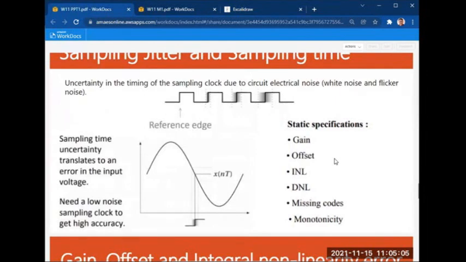So let's check this one. Sampling time uncertainty translates to an error in the input voltage. It needs a low noise sampling clock to get high accuracy. You must have heard of the term quartz crystal. In electric or electronic devices, usually the clocking used is a quartz crystal.